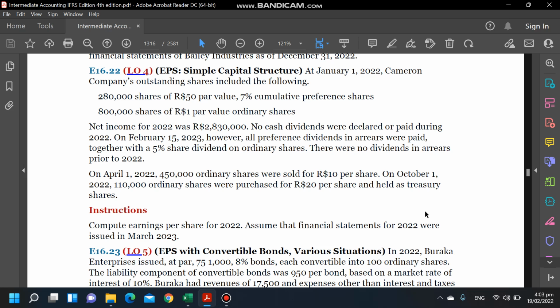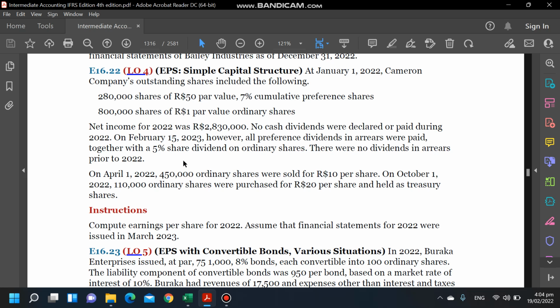So the instructions: compute earnings per share for 2022. Assume that the financial statements for 2022 were issued in March 2023. Now, so still the same, calculate the basic EPS. First of all, we need to determine the weighted average ordinary shares.